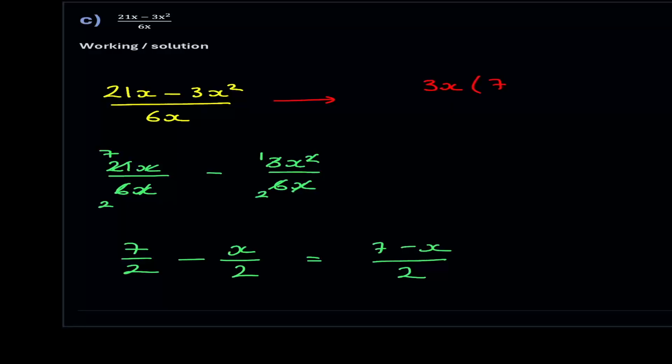And you're left with 7 minus x on the numerator, and the denominator is 6x. Those two will cancel, and that would become a 2. So you're left with 7 minus x on 2. So you get the same answer. Whichever method you prefer, or you could do both methods to check your work. That's another good thing about maths, you can always check your work.